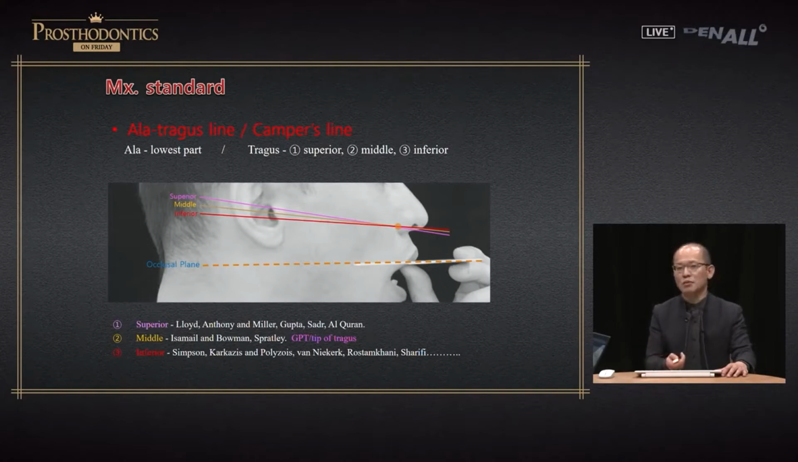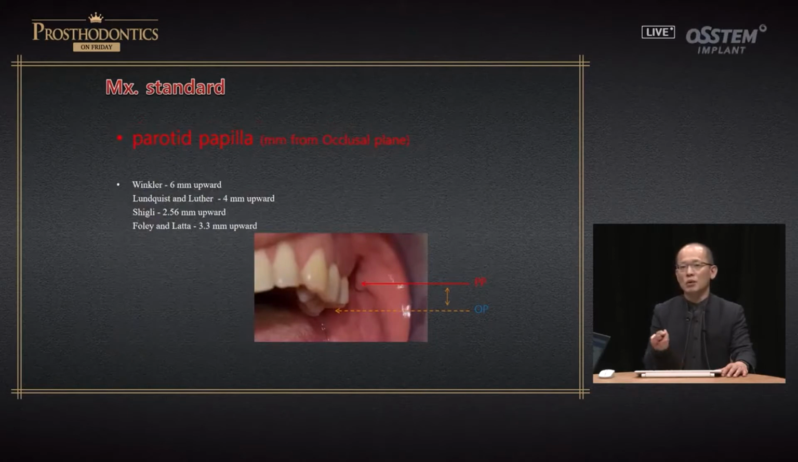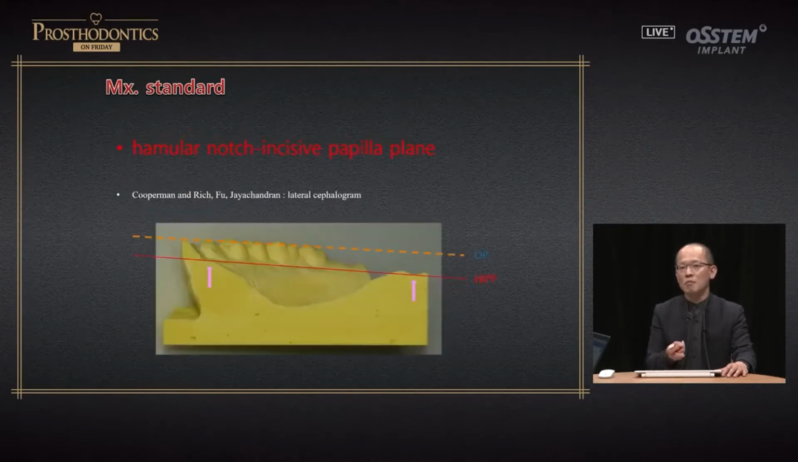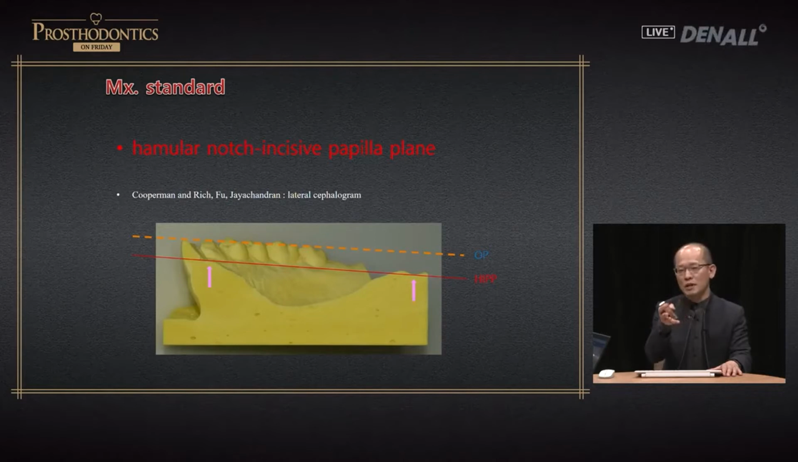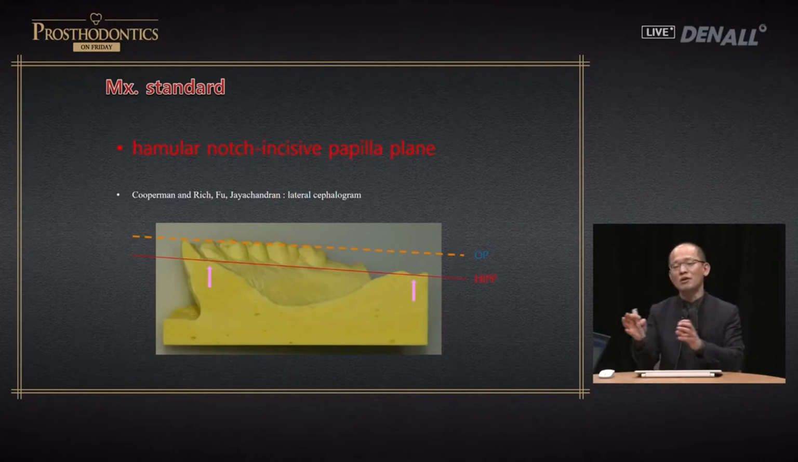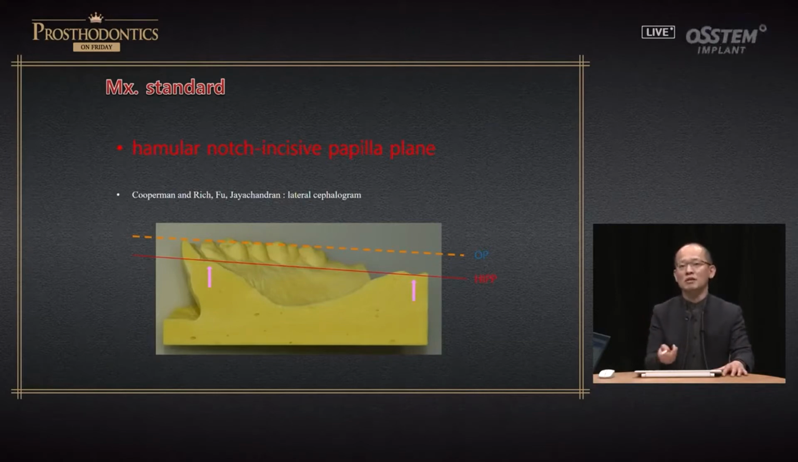So the Camper's line and the Frankfort line are the standard. Another reference is the parotid papilla. There should be a certain distance from the occlusal plane. And for the hamular notch incisive papilla plane, this is the hamular notch on both sides, and this kind of inclination from the center. So this is how the teeth have remained, and teeth are inclined or distorted, and by having a stable landmark that will not change that much, you can set it as a reference.